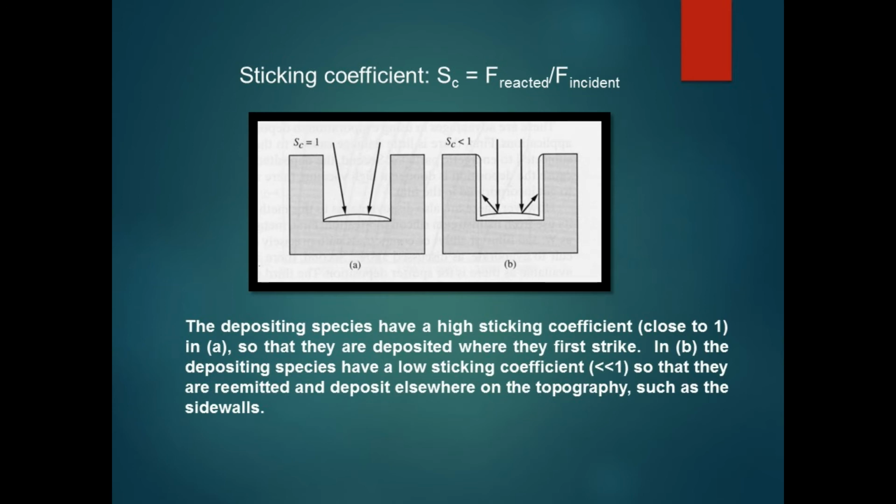Now, there comes a term called the sticking coefficient, which is the ratio of the reacted and the incident flux of the material. If the material has a high sticking coefficient, which is approximately close to 1, it means the material will deposit at the substrate where they will first strike. Instead, if the material has a low sticking coefficient, it means the material will bounce back and not deposit on the substrate, rather it will deposit on the side walls of the chamber.